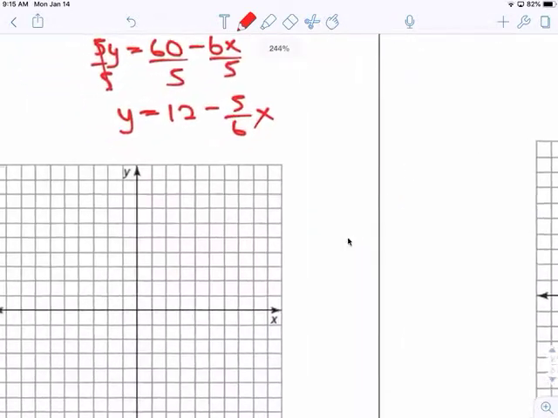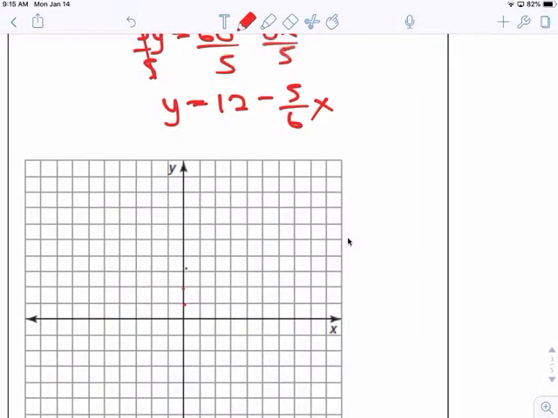12 is 1, 2, 3, 4, 5, 6, 7, 8, 9, 10, 11, 12, right there. 0, 12, that's the y-intercept. Go down 5, down 1, 2, 3, 4, 5 over 6. Over 6. Oh, that's over 7. Down 5, 1, 2, 3, 4, 5 over 6. 4, 5, 6 right there. So that's your graph right there. Okay?